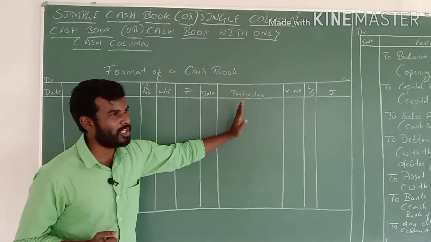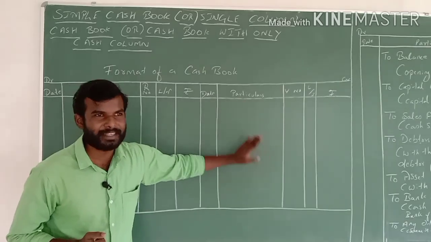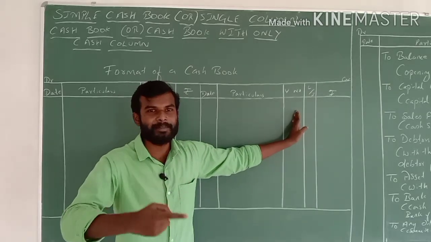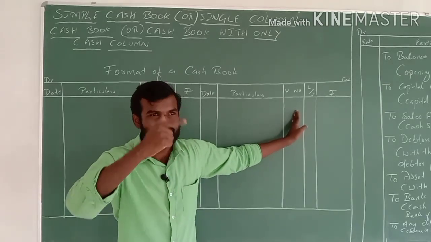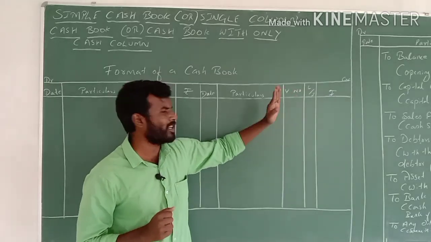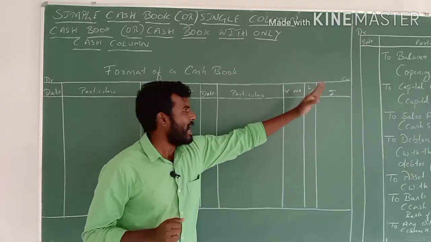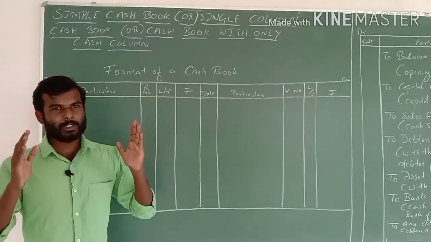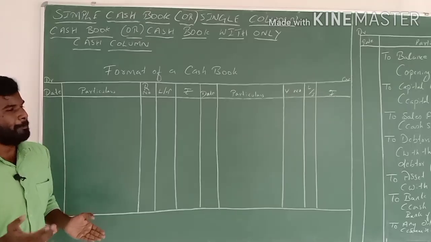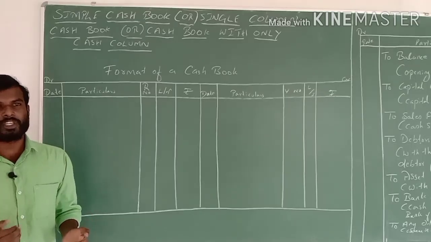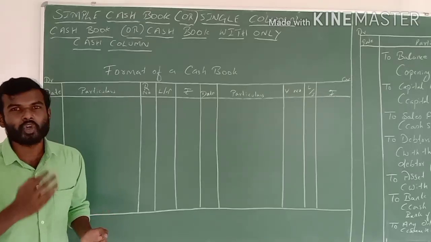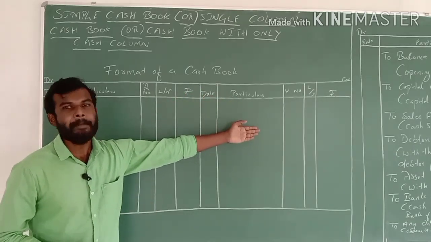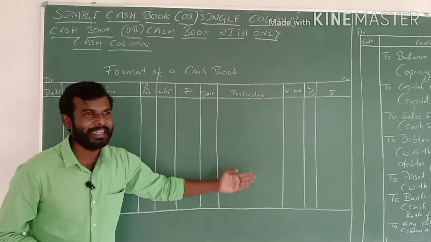Under particulars, we record all the payments we make, date-wise. Here there is a voucher number for the payments made. For example, when salary is paid, that voucher number is given and recorded here, along with the ledger folio and rupees column. Remember that cash is an asset. As per the asset rules, debit increases and credit decreases. When we receive an amount, the cash balance increases. When we make payments, it automatically decreases.